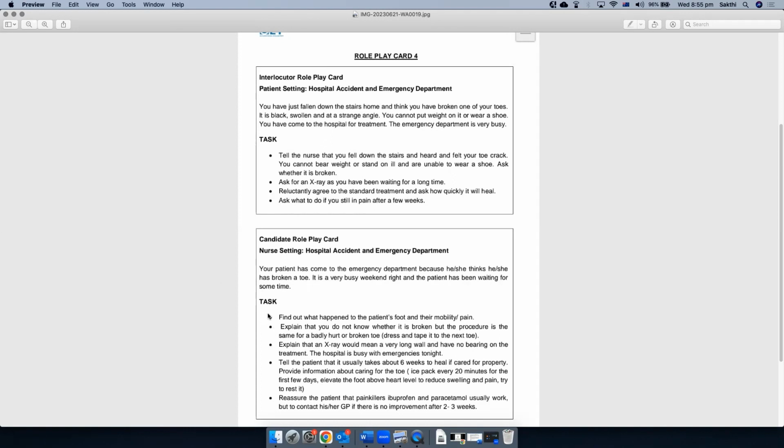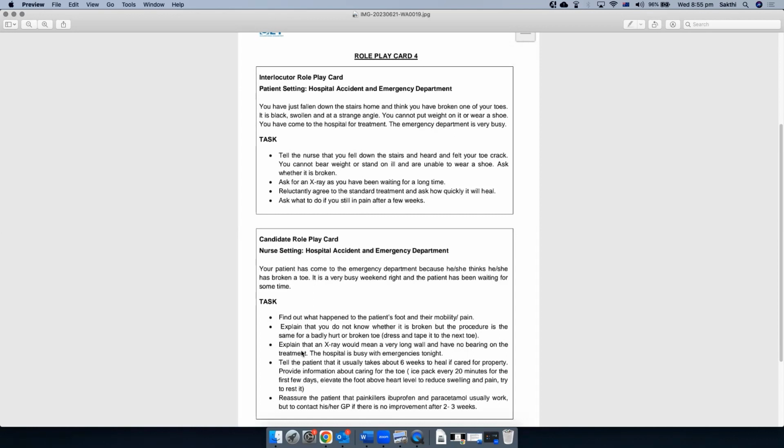So when you look at these tasks, you have got more tasks than the patient, isn't it? Sometimes it can also happen the other way around. But look at this one: find out what happened to the patient's foot and their mobility or pain. When you say find out, you need to always put more emphasis on all the verbs in the bullet points. Find out means you just need to ask. How do we find out? By asking the questions, isn't it? And explain means you need to elaborate, you need to provide more information and details on that, isn't it? And then look at this one again, explain.